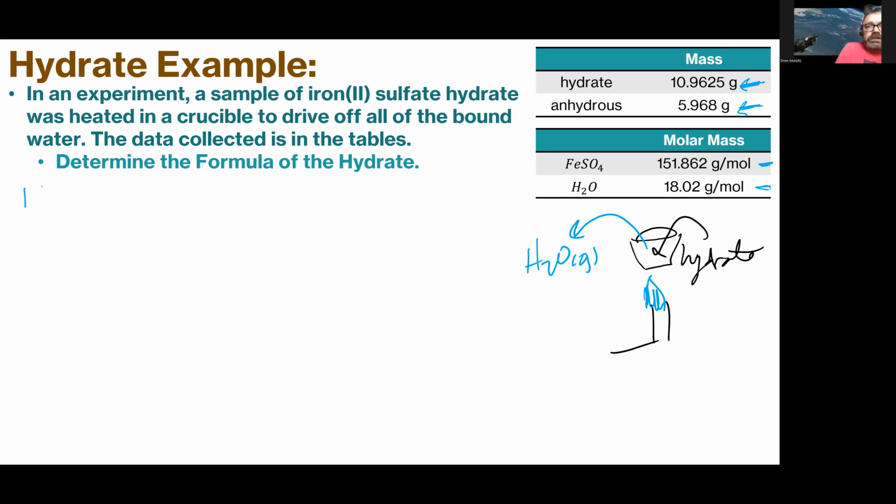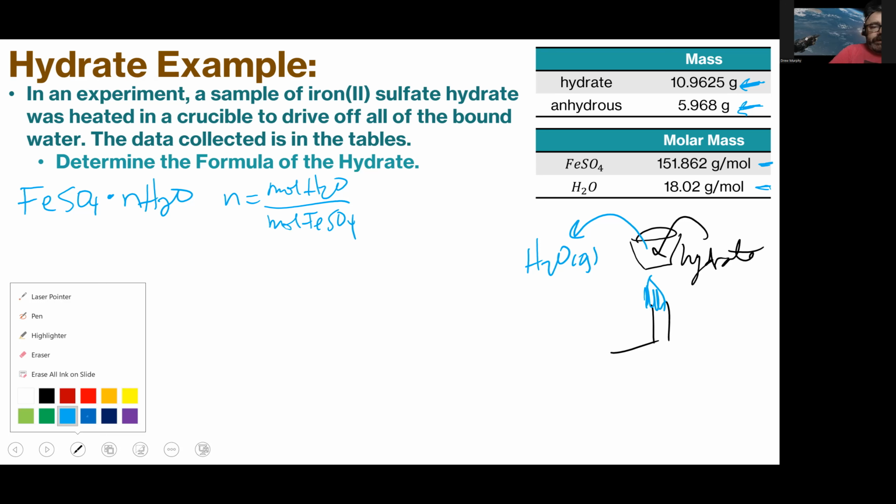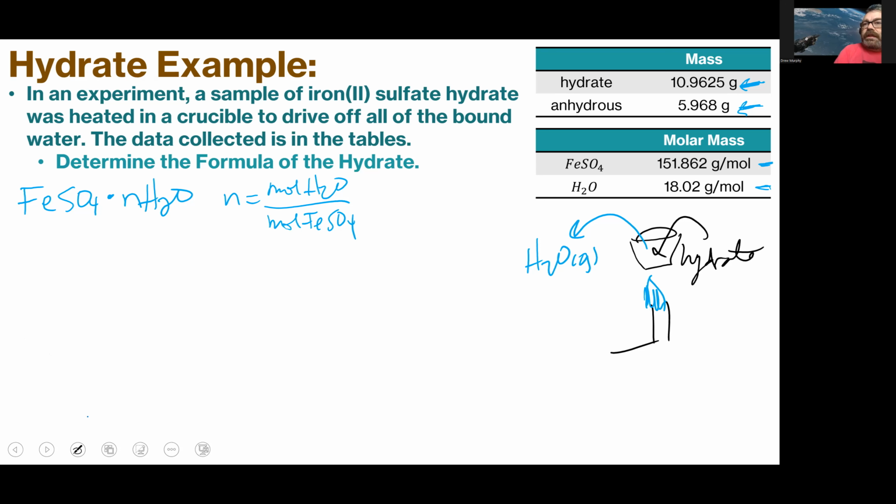With this data, we can figure out what the formula is. Remember, our formula should look like FeSO4 dot something H2O. We're going to figure out that N. The N here is the ratio of moles of water over moles of iron 2 sulfate. So we need moles of water and moles of anhydrous iron 2 sulfate, and we can figure that out. What do we want to do first? Let's do the iron sulfate first, since we have that. Anhydrous, this is our iron 2 sulfate.